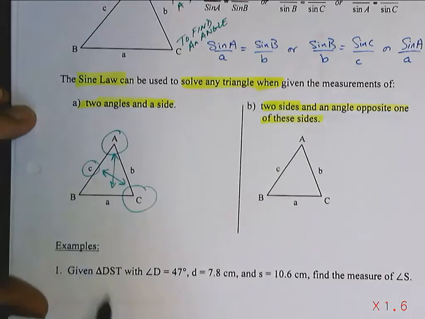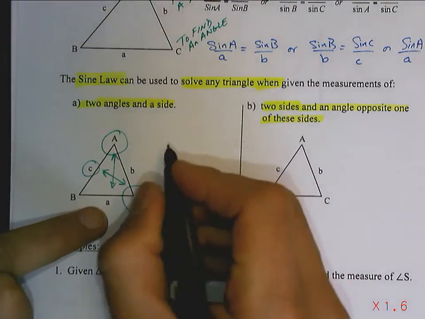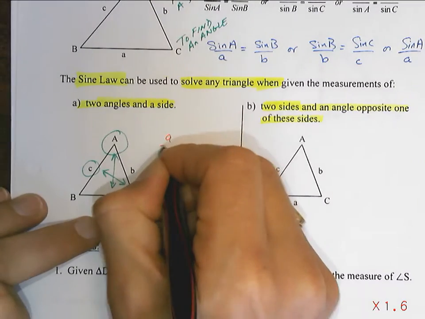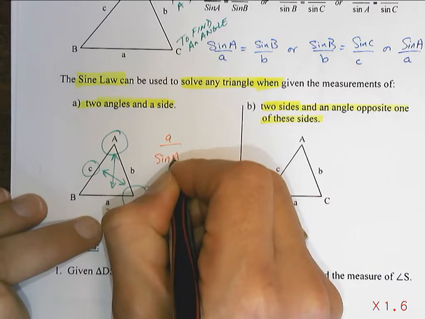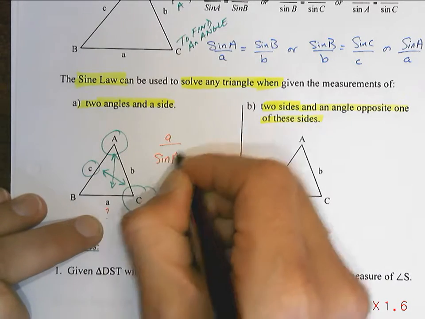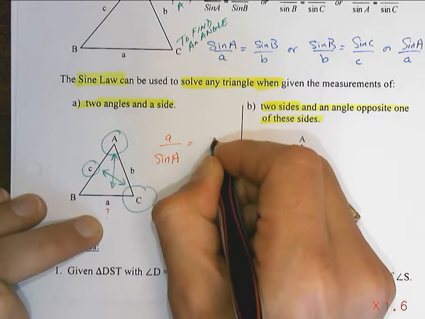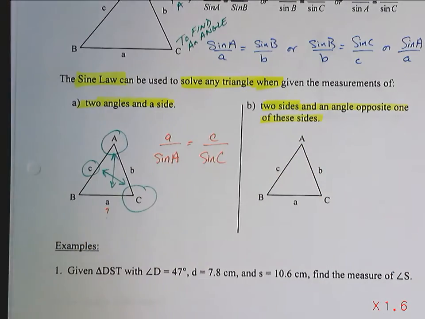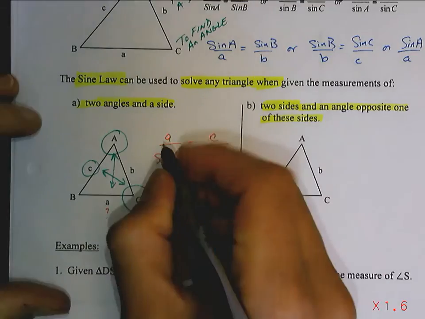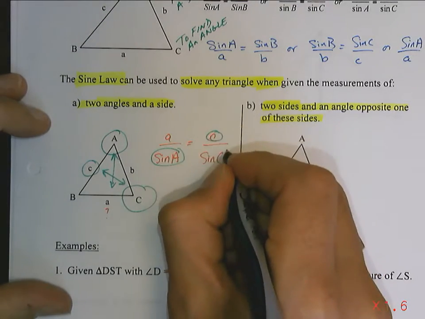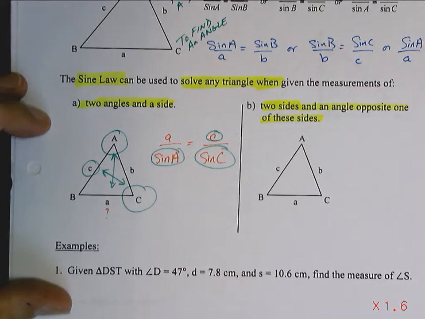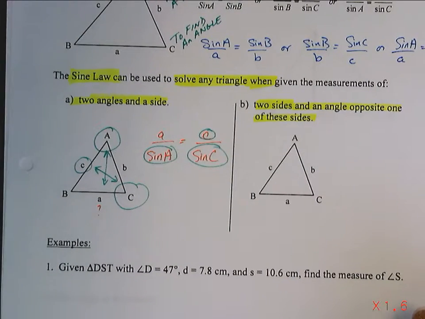So looking at this, this is what I don't know. So very easily we could say that we can find A by going sine of the angle opposite, which is what they gave us, equals C over sine of the angle opposite C. And you're going to remember that they've given us this, this, and this, which is going to allow us to get A. This is one situation where we would use this.